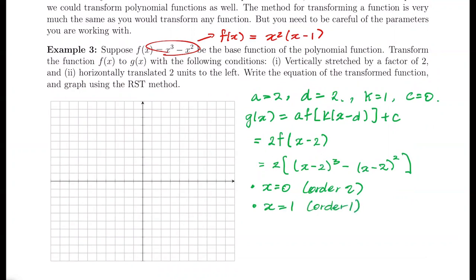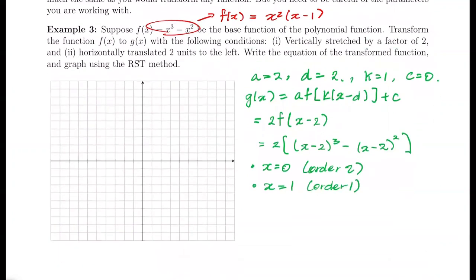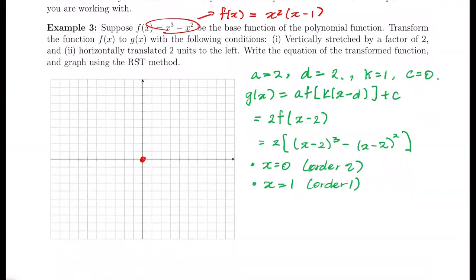So let's sketch this. So the base function, I'm going to sketch in red. Let's go 1 unit per 4 blocks this time. So we have 1, 2, -1, -2. And then for the y, we have 1, and then -1, -2. So we have something like this to start off with.